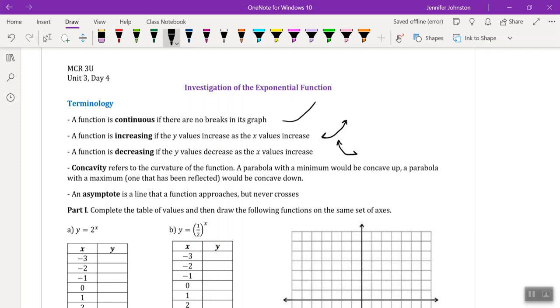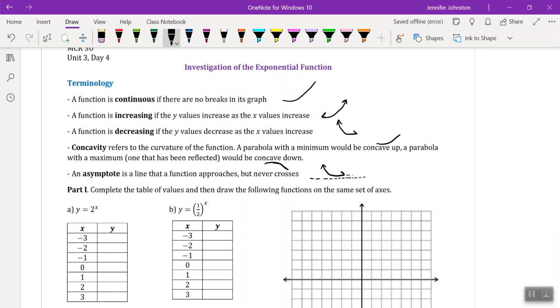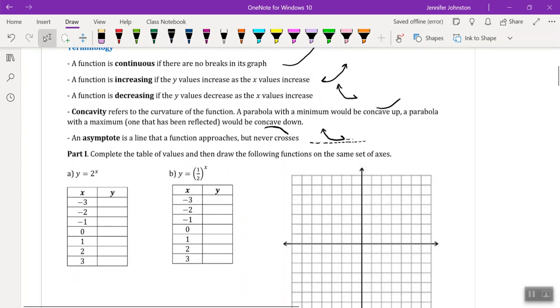Concavity refers to the nature of the function, so if it's a minimum, then it's going to be concave up. These are both concave up, so concave upwards. Meanwhile, we can have a reflection, which is a maximum, so concave downward. What I'm talking about here for that half arrow is that it's going to approach a line that's called an asymptote. So our exponential function has this curve to it, but then it keeps on going on and on, and it never crosses what we call an asymptote. All right, so let's go look at a couple of these functions.